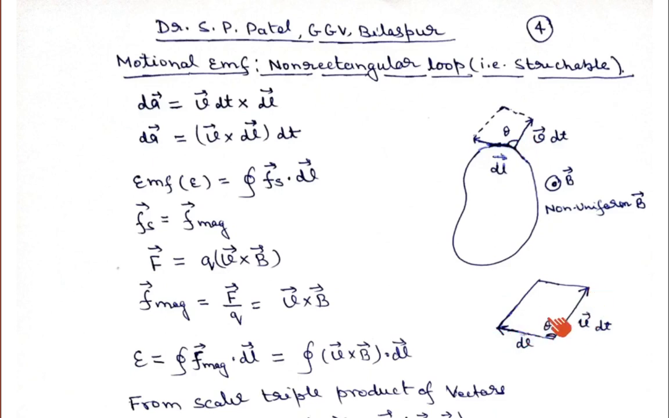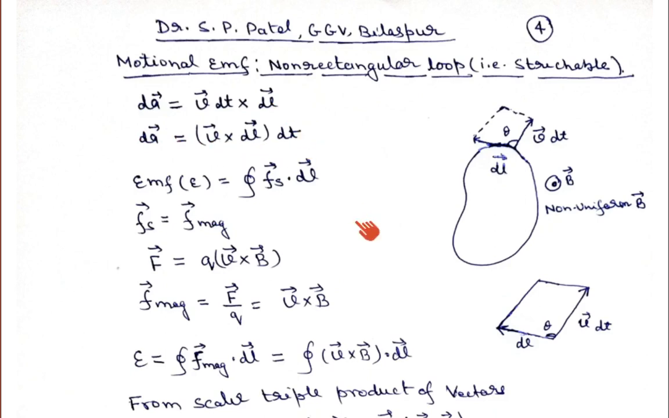So if you try to find out the area of this non-rectangular loop, that can be written as the v vector into dt cross dl. I have written the area vector dA, that can be written as: this is length, v vector into dt, v into dt, that is length. So v vector dt into a cross product dl, that is the area vector. So we can write dA vector is equal to v cross dl into dt.